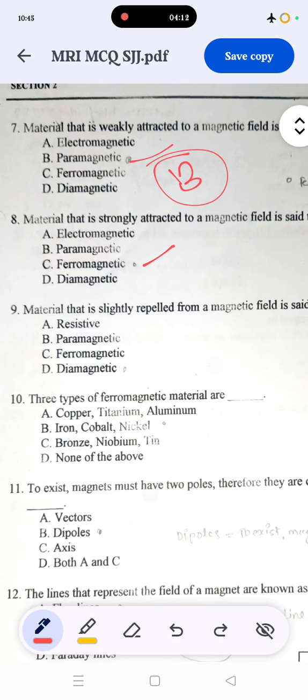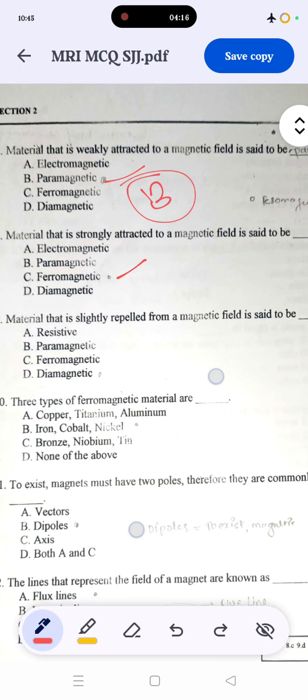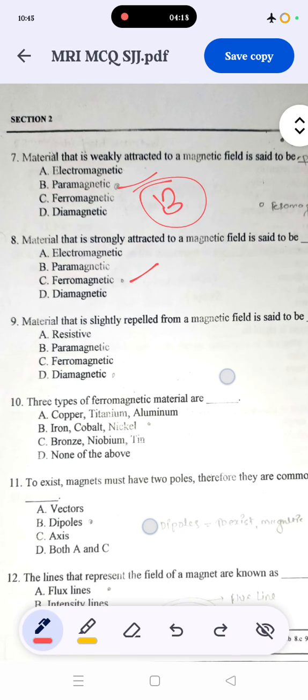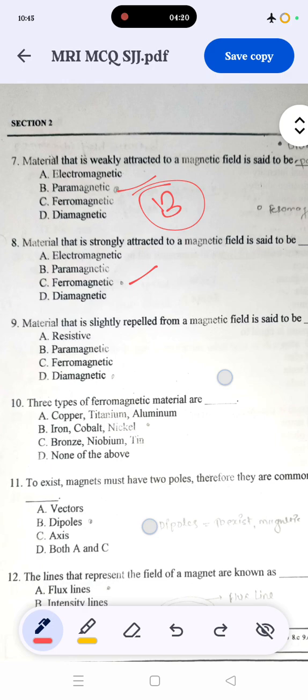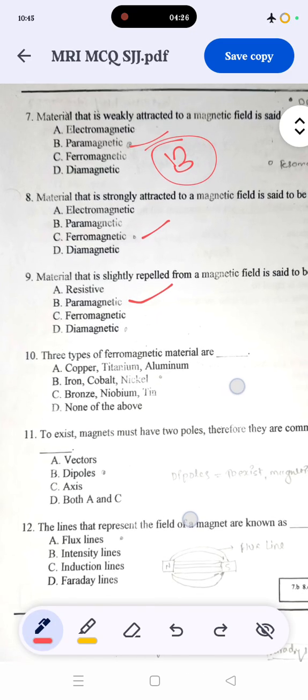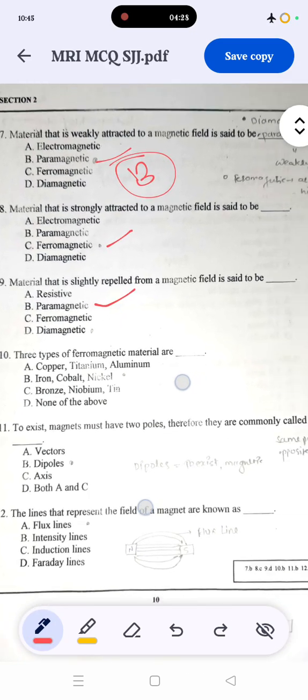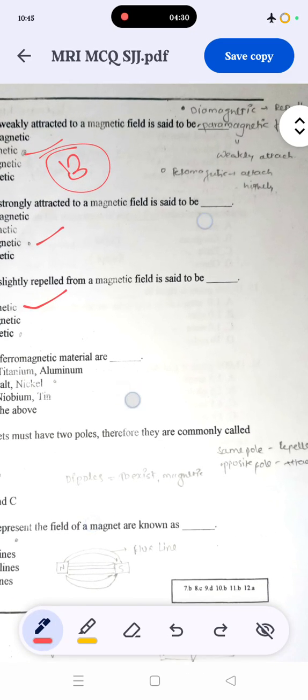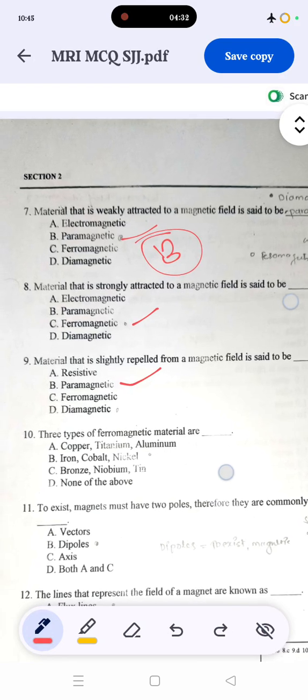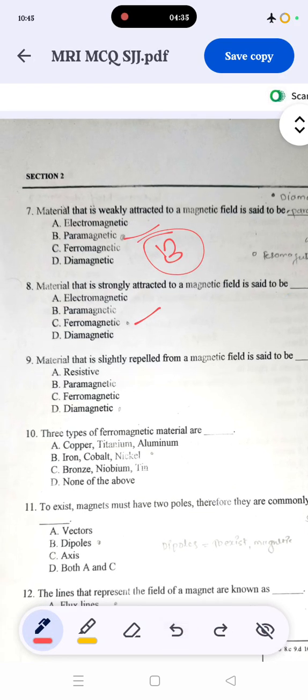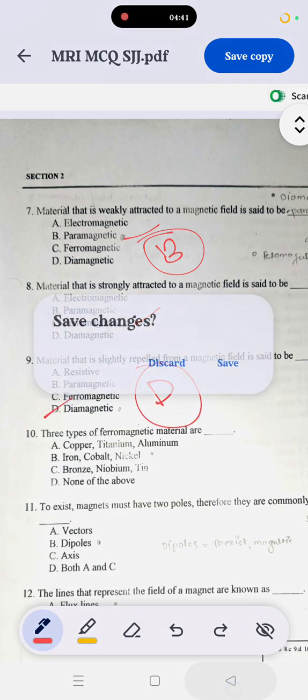Then, a material that is slightly repelled from a magnetic field is said to be repelled. The options are resistive, paramagnetic, ferromagnetic, diamagnetic. The correct answer is diamagnetic, answer D.